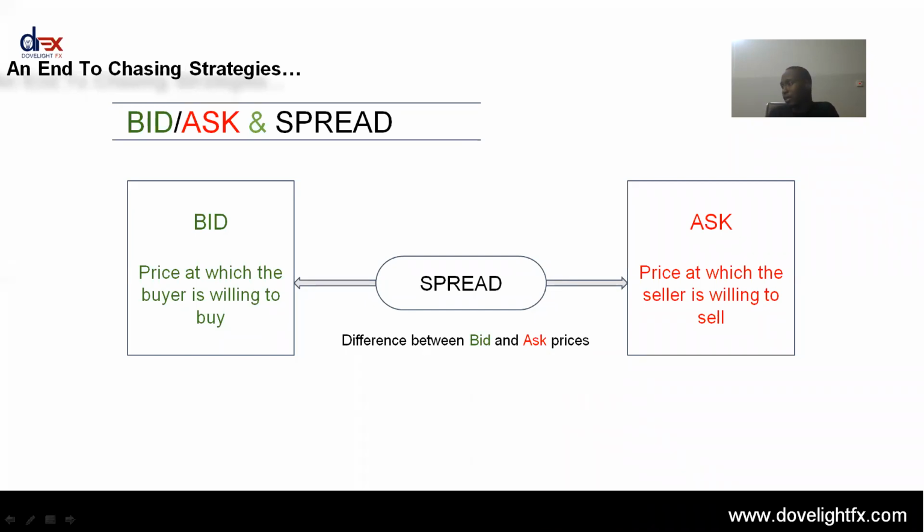Time isn't by our side. I can see we've spent so much time here talking of pips and lot sizes. I hope you understand the concept of the bid, the ask, and the spread and how they relate to one another. Kindly drop me a 1 if you've understood, please.